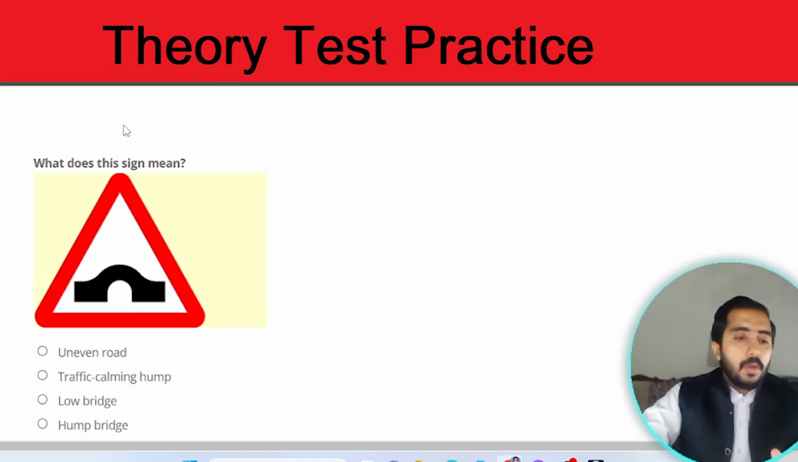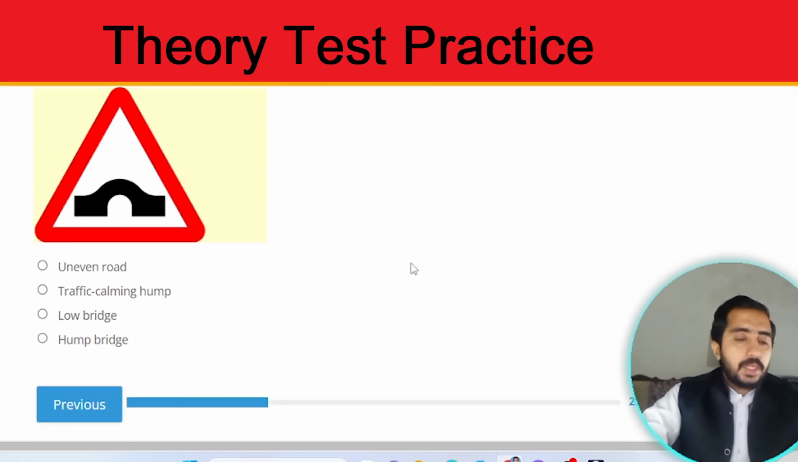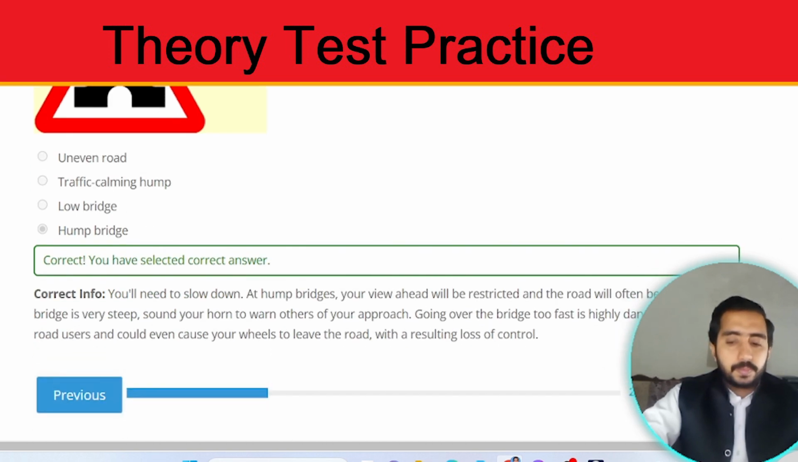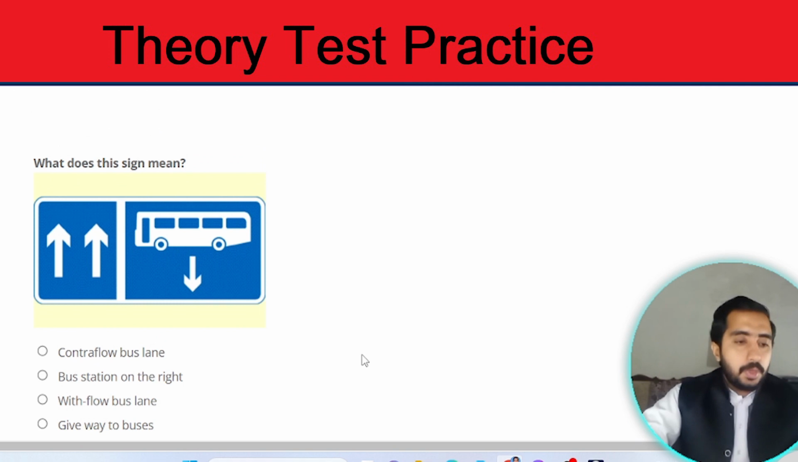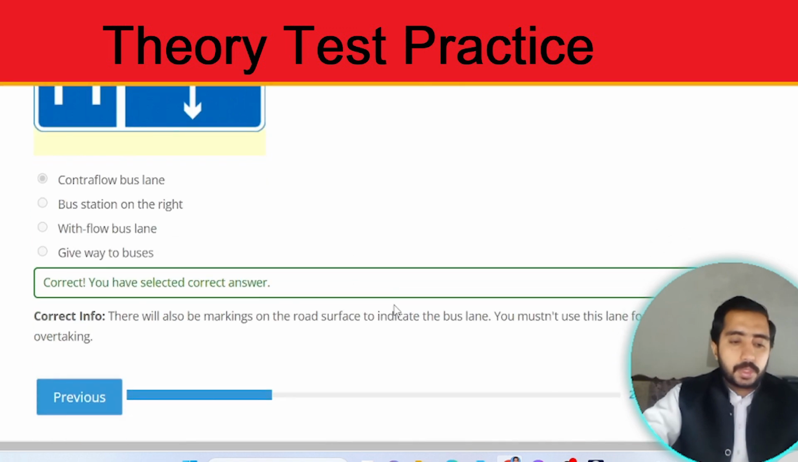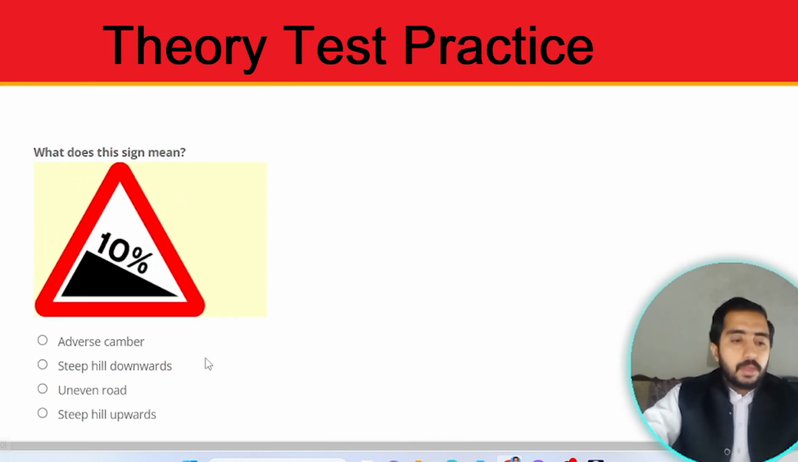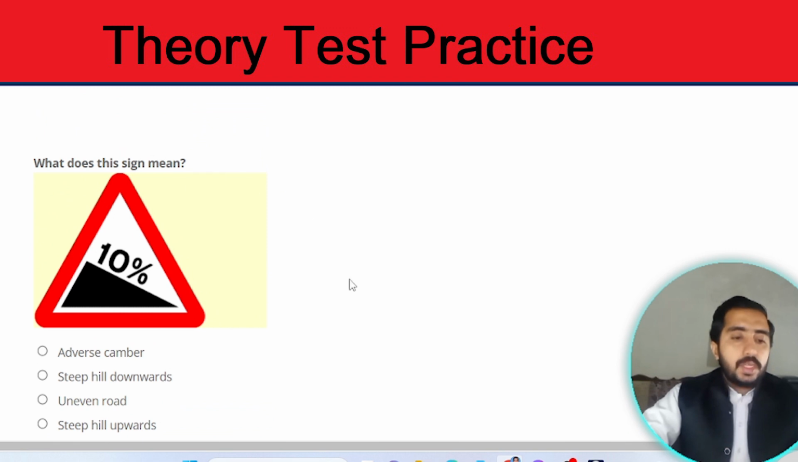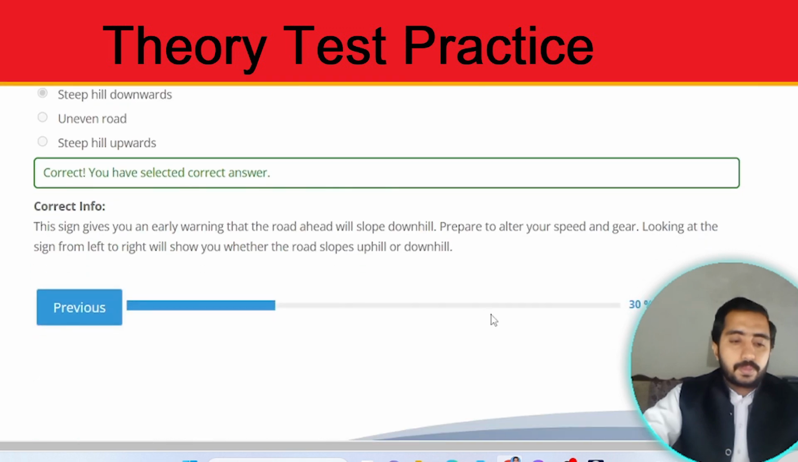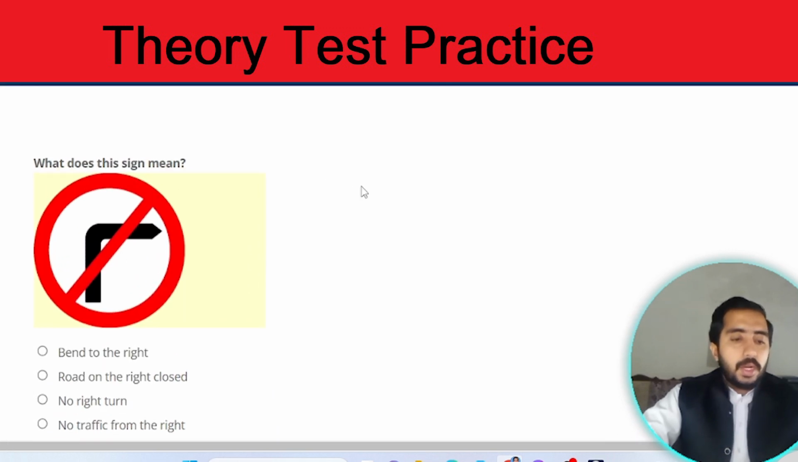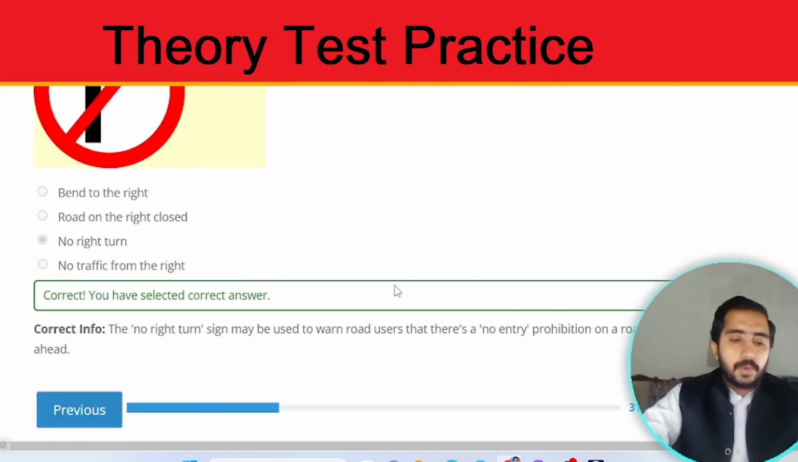Next, our next symbol, this one is represented by hump bridge. Next symbol, and this symbol is represented by contraflow bus lane. Option A is the correct option. This sign is represented by a steep hill downwards. Next symbol, and this one is represented by no right turn. Option C is the correct one.